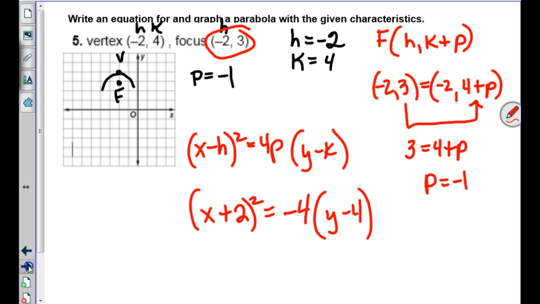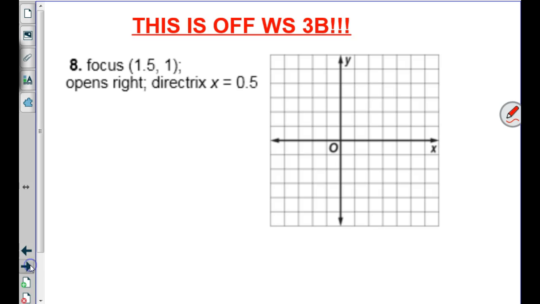There's a hard kind that we're going to learn here in a minute when they give you a point on the parabola, but I'm not sure that that hard kind is on the quiz. So I wanted to real quick do this. This is off worksheet 3B if you have it. Otherwise, you can just watch. But when they give us the focus and the directrix, this is a little bit trickier.